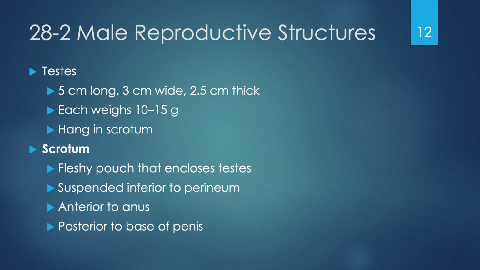The scrotum is just a support structure that hangs inferior to the perineum and anterior to the anus, while also being posterior to the base of the penis.